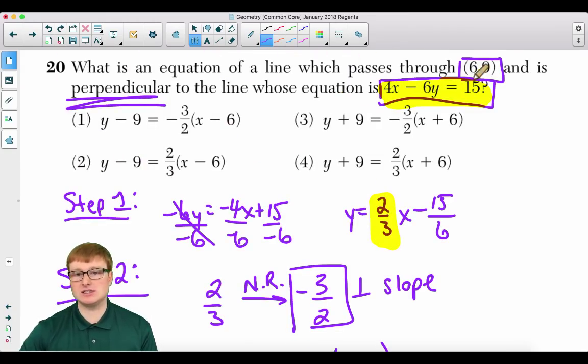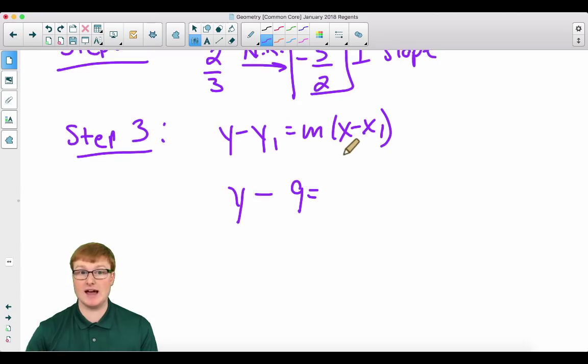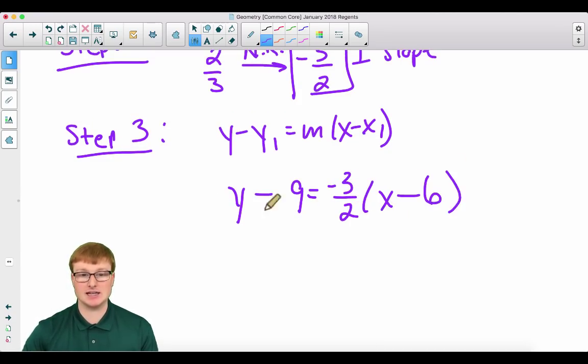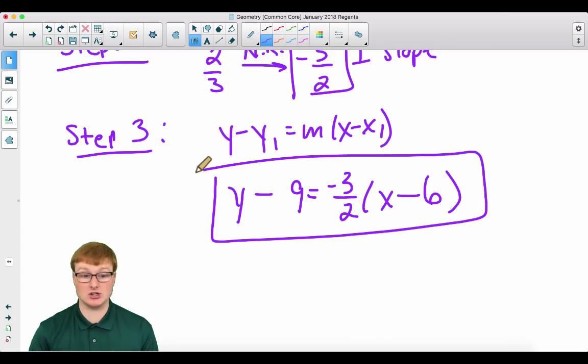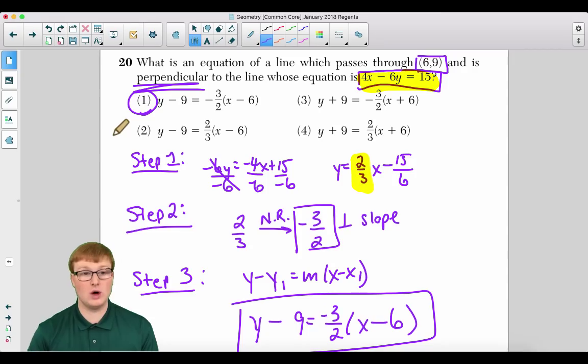So all you need to do is take the 6 and the 9, plug it into x1 and y1 respectively. So you get y minus the y value of 9 is equal to the new slope we have of negative 3/2 times x minus 6. Ladies and gentlemen, that is the answer to this question. And that is corresponding to choice 1. Again, not too bad of a question. Just have to know what you're doing with the point slope form and the perpendicular lines.